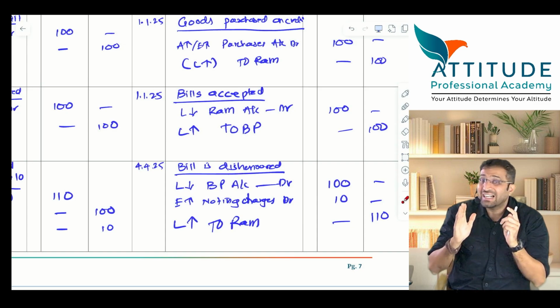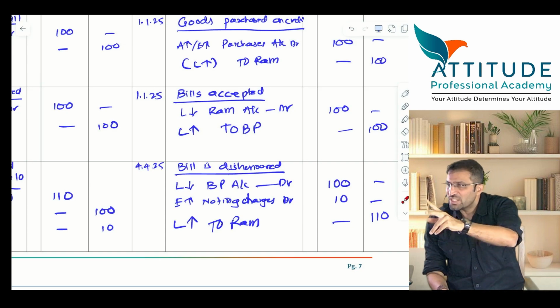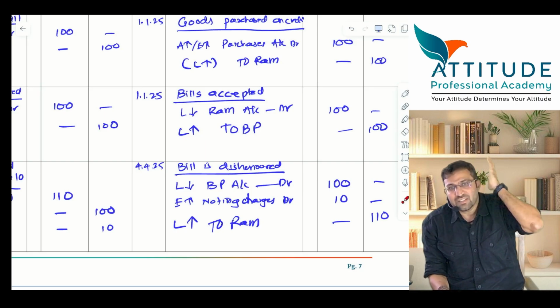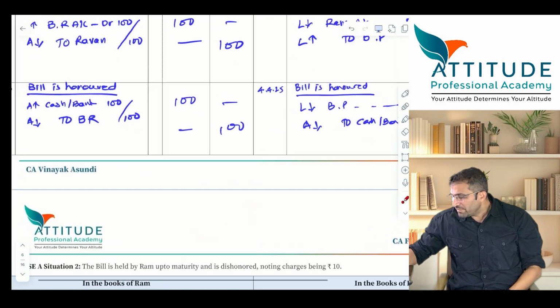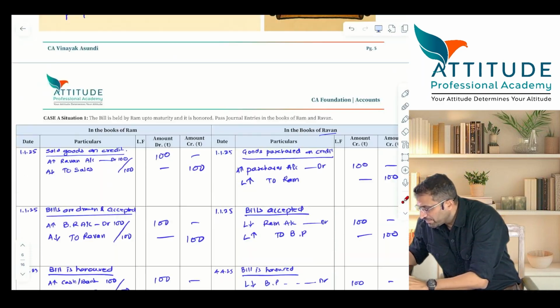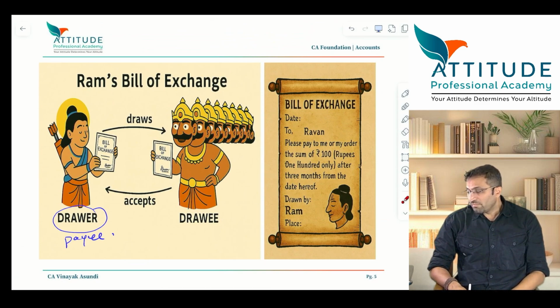So we are done with situation A. Case A. Situation 1, situation 2. Honored as well as dishonored. That is this diagram. This diagram is finished now. It means Ram is the drawer. Ram himself is the payee. Ram himself is the payee. Easy? Case A is done.